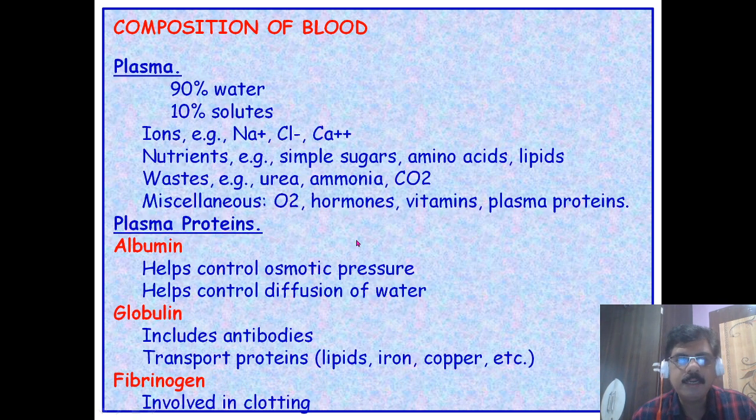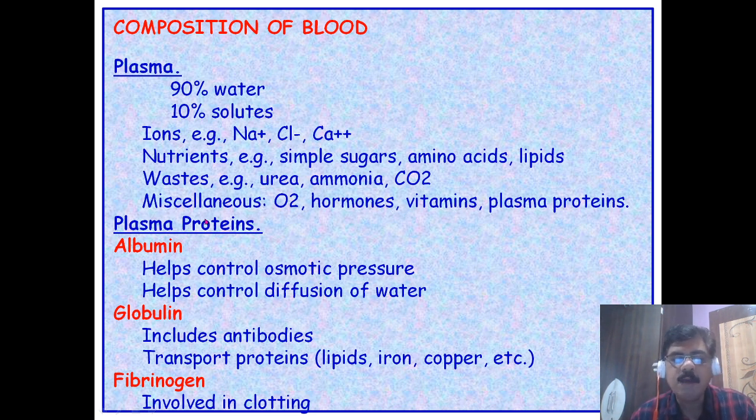Then the plasma comprises 90% or 92% water and 10% solutes. Among the solutes are ions, for example sodium, chloride and calcium ions. Among the nutrients are simple sugars like glucose, then amino acids and lipids. Among the wastes are urea, ammonia and carbon dioxide. Then miscellaneous: oxygen, hormones, vitamins and plasma proteins.